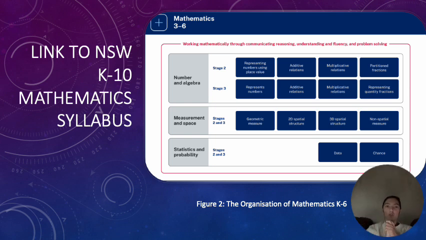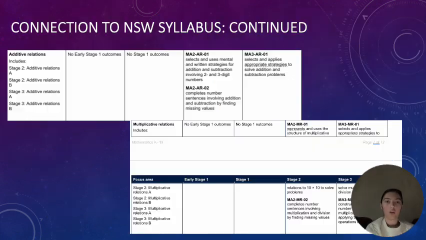Now, in relation to the New South Wales K-10 mathematics syllabus, the mathematical application used for proportional reasoning in my example can be implemented into a Stage 2 and Stage 3 classroom as it relates to the number and algebra topic, particularly additive relations in Stage 2, as seen when calculating the total cost of the trip, as well as using multiplicative relationships, which is referred to in Stage 2 and Stage 3 mathematics content area, as seen when working out the total cost per day and identifying the average cost per day using division.